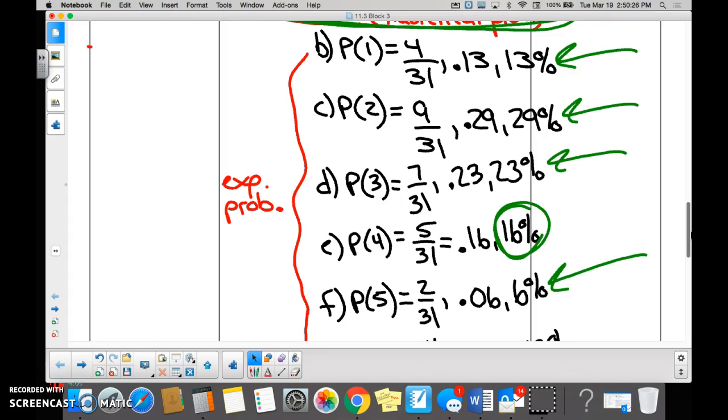So the more times you flip a coin, you're going to get closer and closer to that theoretical probability, right? You need to know the formulas for experimental and theoretical probability. Period. If you don't have them memorized, you need to get them memorized.